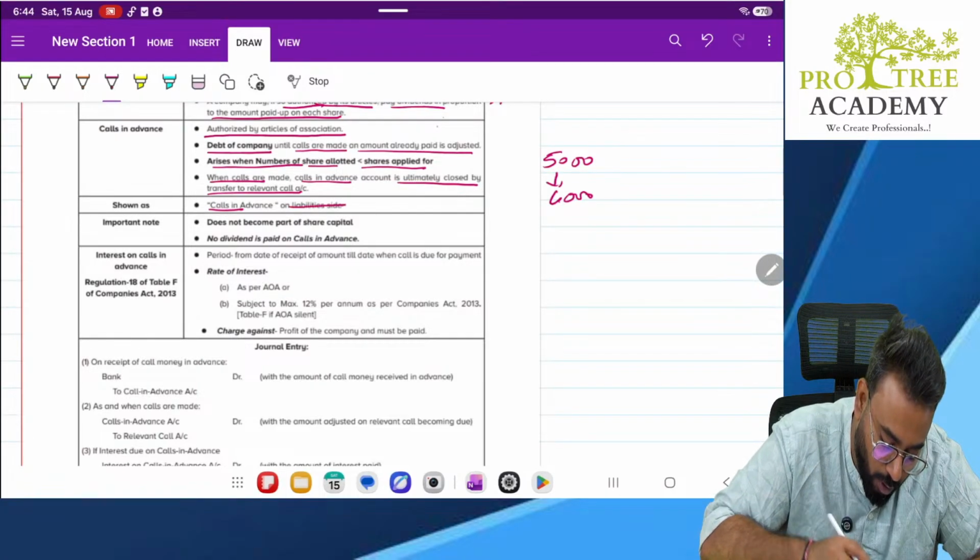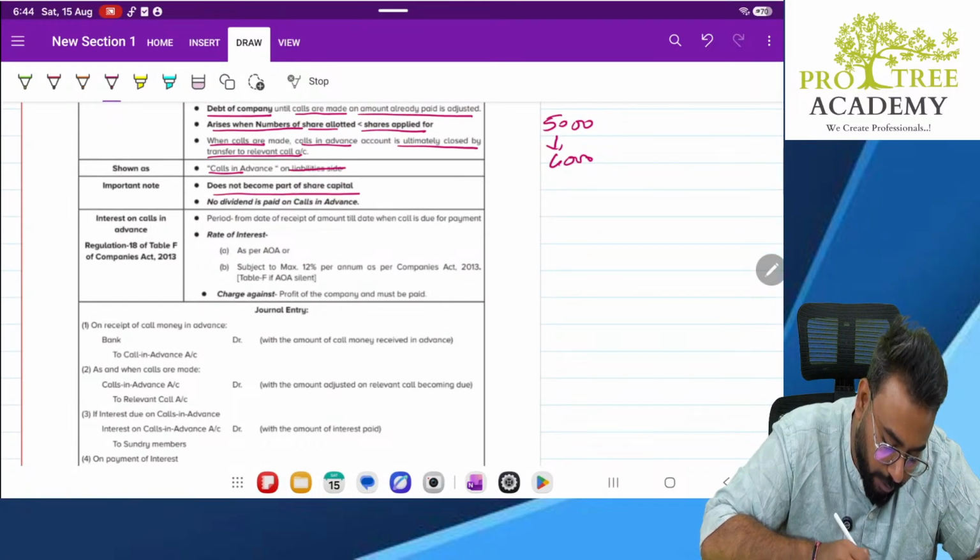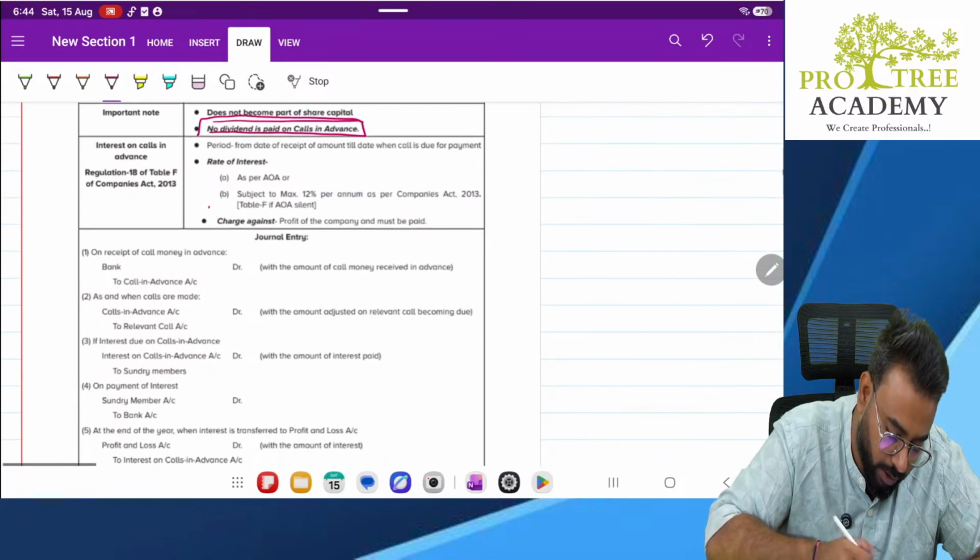Calls in advance will be shown on the liability side. Does not become part of share capital. No dividend is paid on calls in advance.